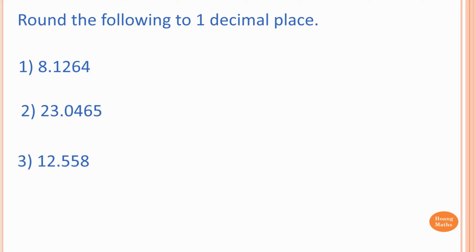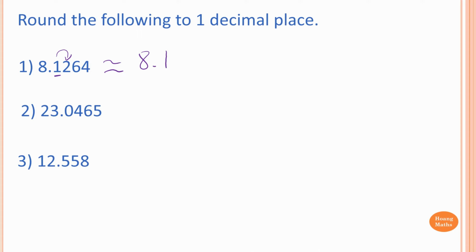Now to round off to 1 decimal place, first one, 8.1264. All we need to care about first of all is 8.1. Now we know that we write up to there. But before we write 8.1, of course, we need to check the number after 1, because 1 decimal place is up to 1. So therefore, the 2 is less than 5. So the answer is 8.1. We don't need to add 1 to 1.